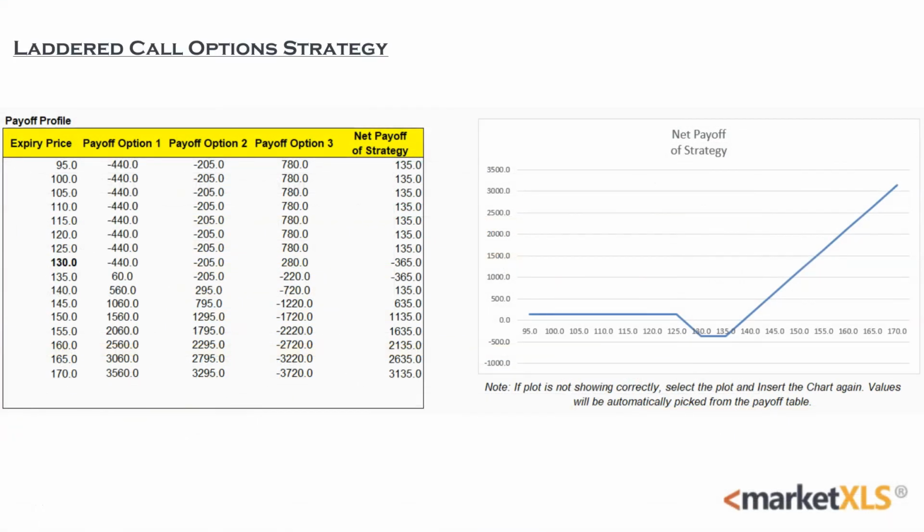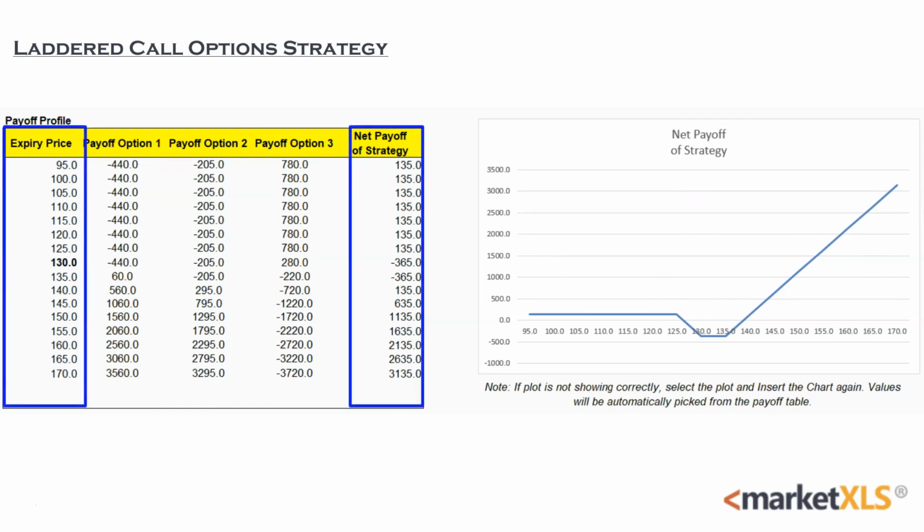MarketXLS offers a net payoff table and a net payoff diagram to help the user observe the potential profit or loss at different expiry levels. As we can see, if the stock price goes down, the gains will be capped, and that would be equal to the overall premium credit while setting up this strategy. If the stock price goes up, the gains in this case will be unlimited.